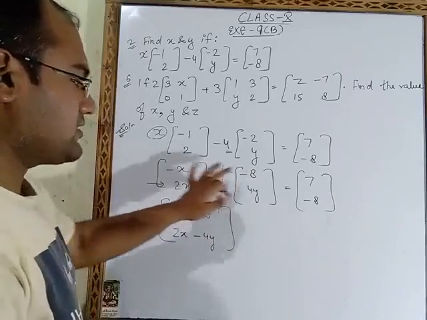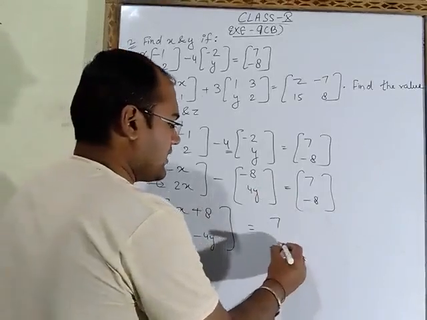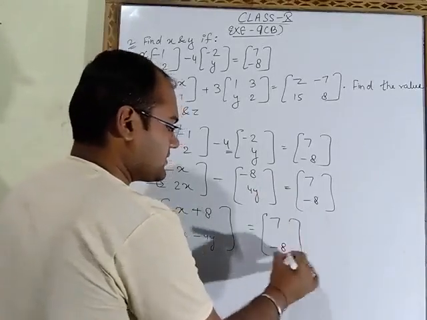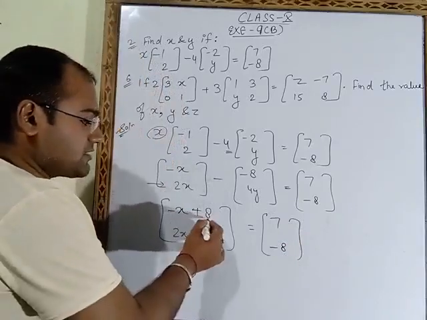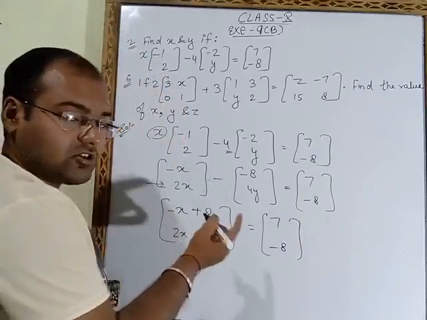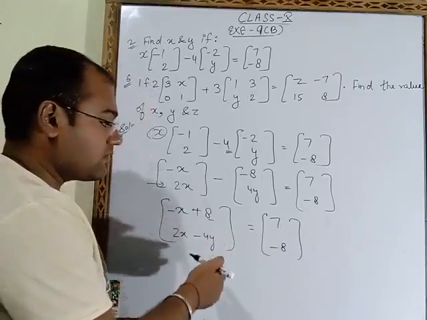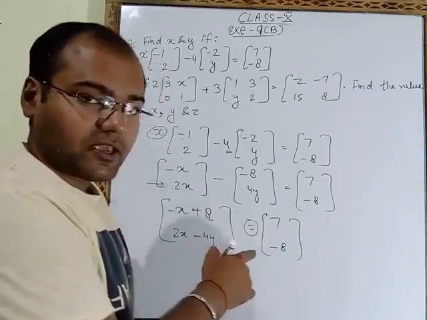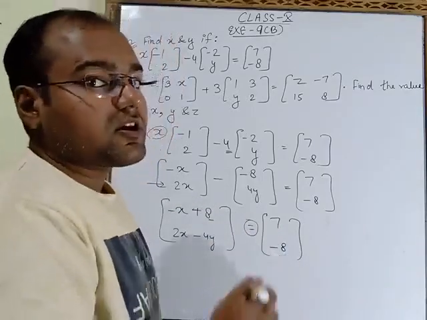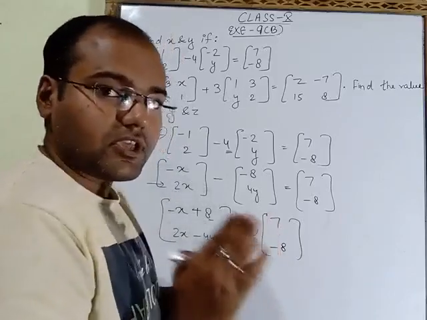Now these two matrices we had subtracted. Now in equal we have to write 7 and minus 8. Now next step. Here it is x, but in this term x is not there, so we will not solve it. What you have to do now? Between these two matrices, what is coming here? Equal sign. So corresponding elements of these two matrices we have to put equal.